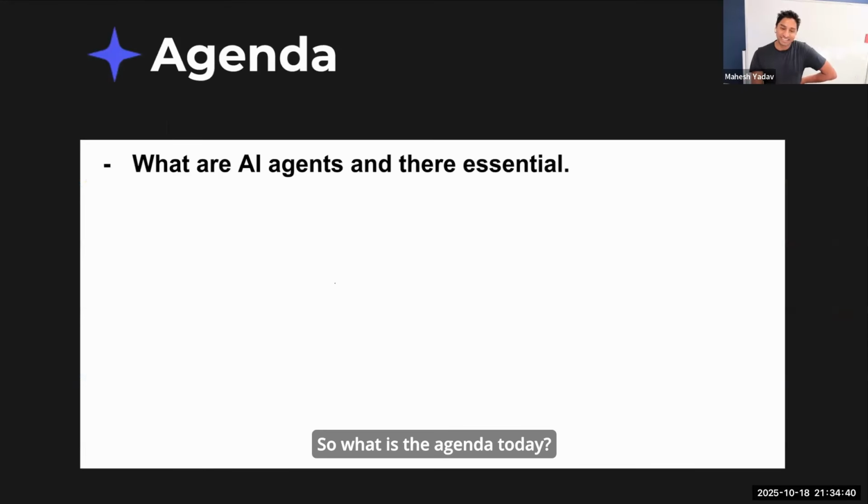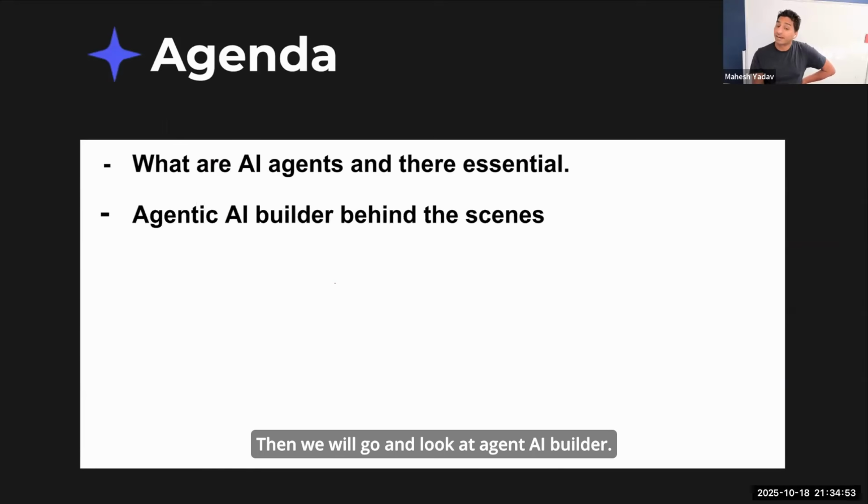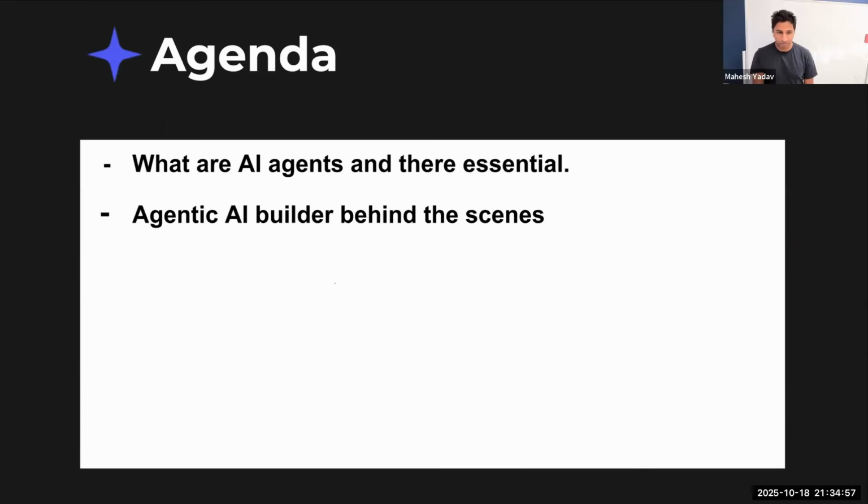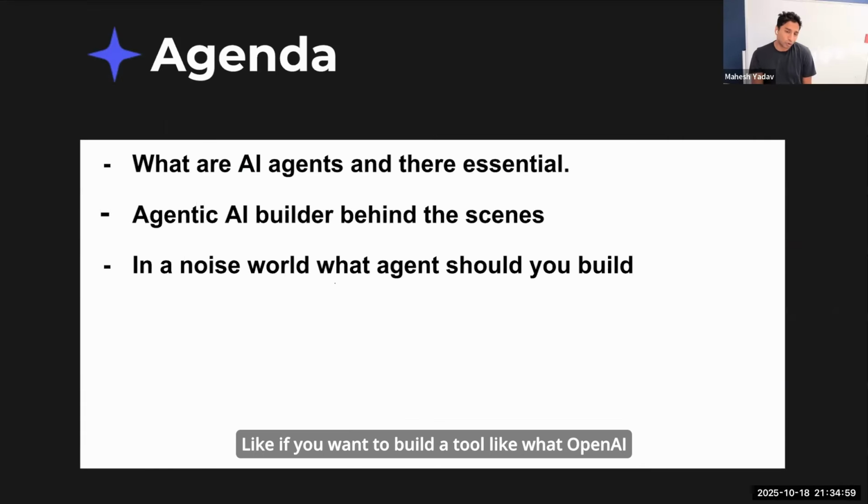So what is the agenda today? We're going to talk about what AI agents are and their essentials: if you need to build an agent, what are the essential things you will need? Then we will look at Agent Builder. We'll go behind the scenes: if you want to build a tool like what OpenAI released, what do you think is behind the scenes? Then we will discuss what agent you should build in a noisy world like ours.